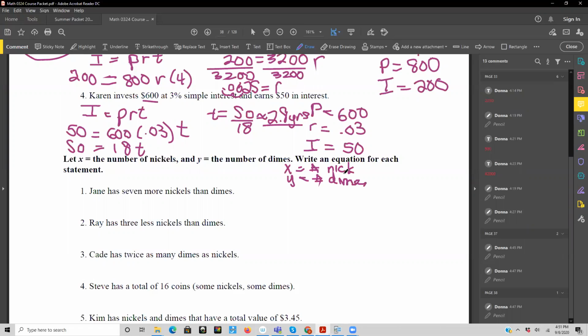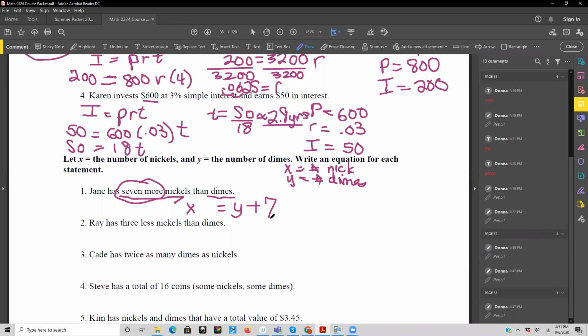All right, so Jane has 7 more nickels than dimes. I don't really care about Jane too much, but we have 7 more nickels than dimes. So how do I write that? If the number of nickels equals the number of dimes, it would be this. Now this is a little tricky because it's 7 more nickels, so that would be the dimes, which are less, plus 7.